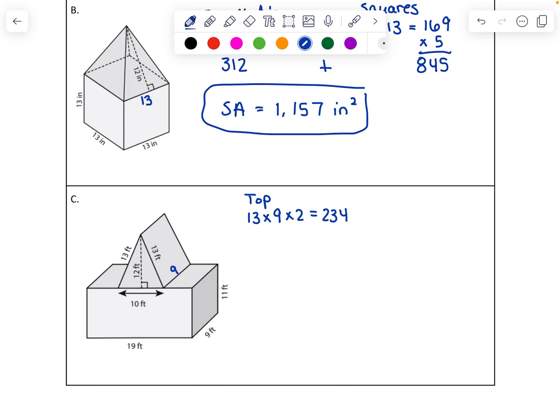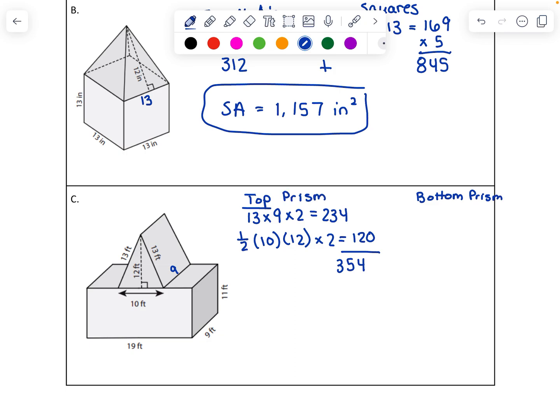And then I get the 2 triangles on the front and the back, so 1/2 times 10 times 12. But like I said, there's 2 of those triangles, so I'm going to times that by 2, which makes that come out to 120. So the top part of this picture, if I add those together, I would say are 354. Okay, that represents what we see on top. And that was the top prism.